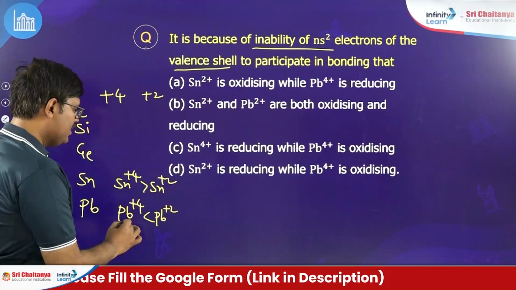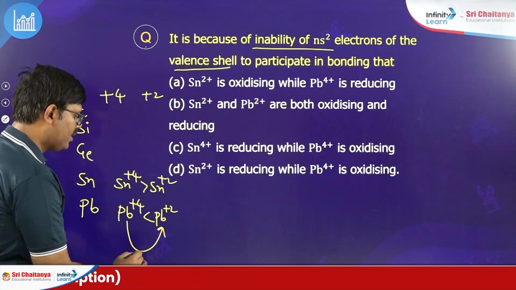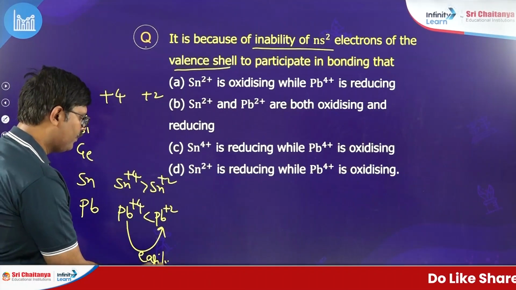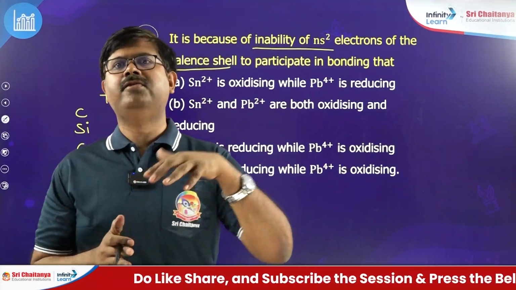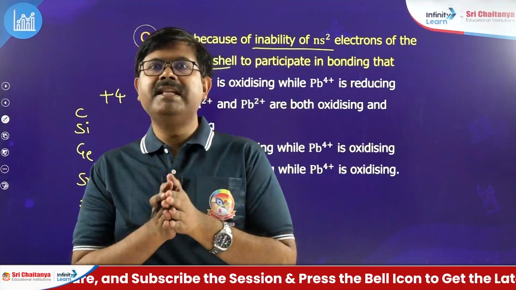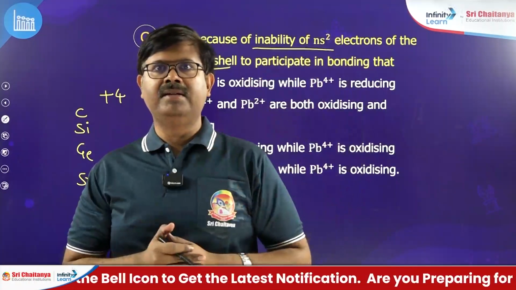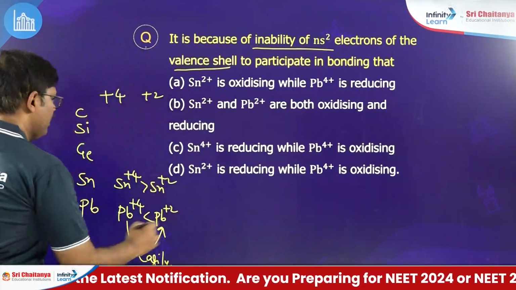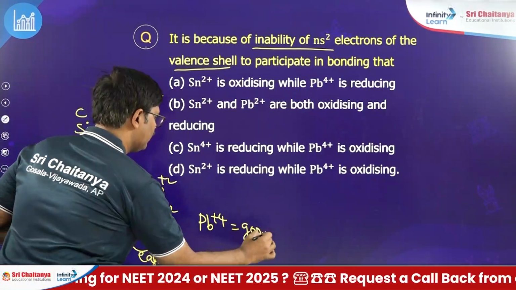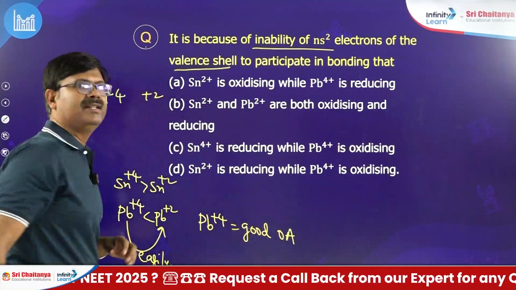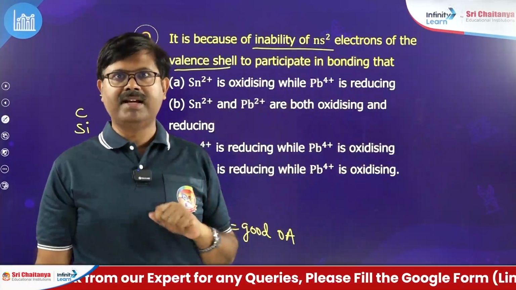Now here, since +2 is more stable than +4, the lead +4 compound easily converts into the +2 state. That means it easily undergoes reduction, thereby acting as a good oxidizing agent. So Pb+4 is a good oxidizing agent. Good oxidizing agent means good oxidizing power, the power to oxidize the other one.